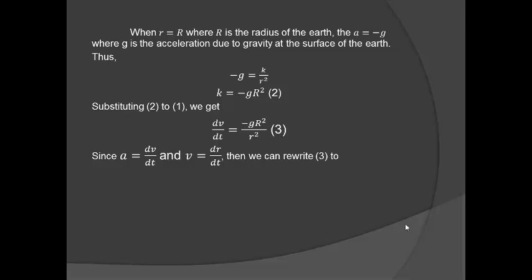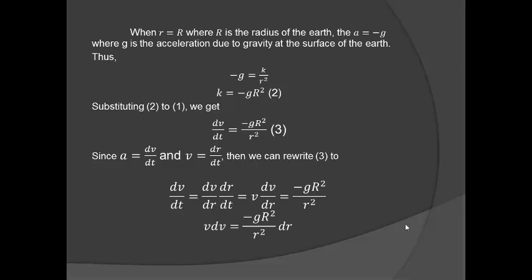Since acceleration is equal to dv over dt and velocity is equal to dr over dt, then we can rewrite equation 3 to dv over dt is equal to dv over dr times dr over dt, or v times dv over dr is equal to negative g times radius of the earth squared all over r squared. Transposing dr to the right side, the equation now becomes v dv is equal to negative g r squared all over r squared dr.